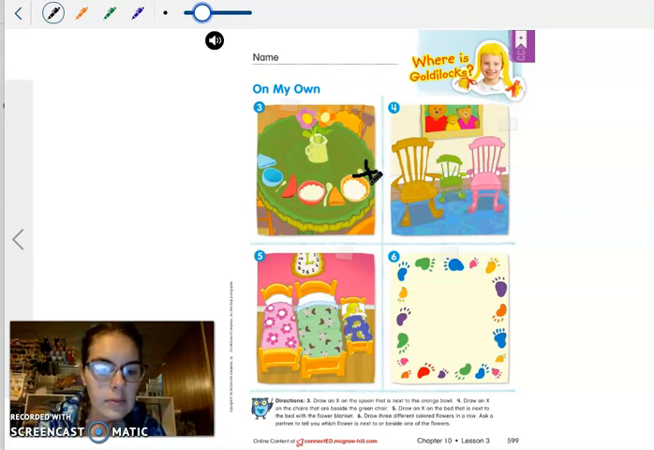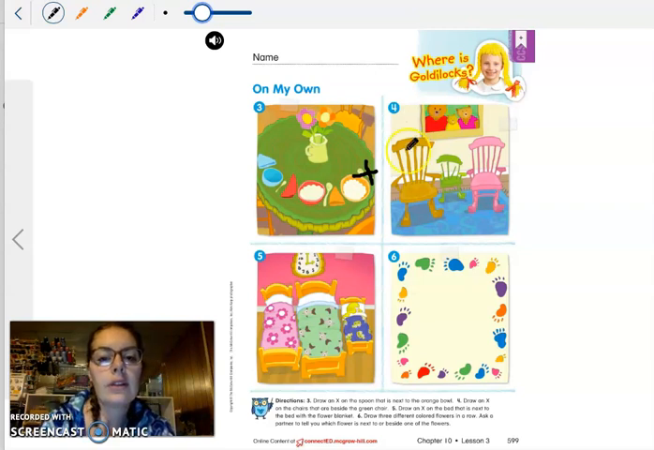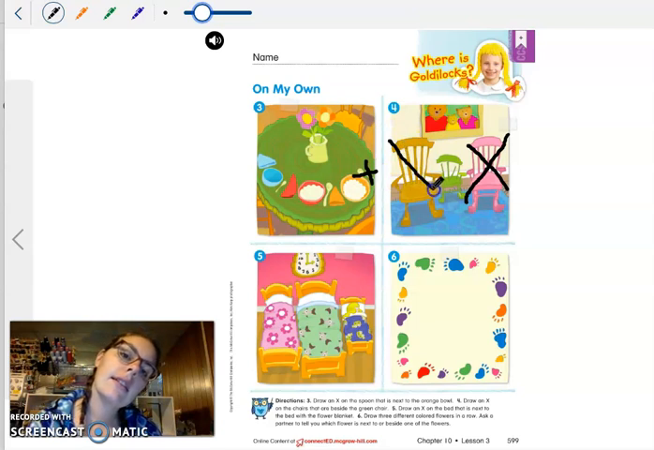Okay. Draw an X for number 4. Draw an X on the chairs that are beside the green chair. So here's our green chair. Let's draw X's on the chairs that are beside it. So here's one. X it out. Is that it? No, there's another chair that's beside it. X it out.